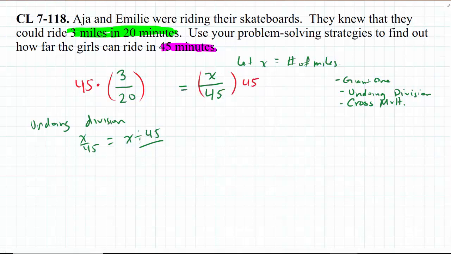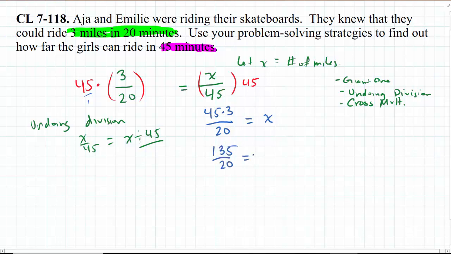Okay, and so the next step, I'm going to write that down just over here. We're going to have 45 times 3 from here. 45 times 3, this is really 45 over 1, and then over 20 equals... well, we had the divide by 5 times 45, so the 45's cancel out, so we just have x. 45 times 3 is 135 over 20 equals x.